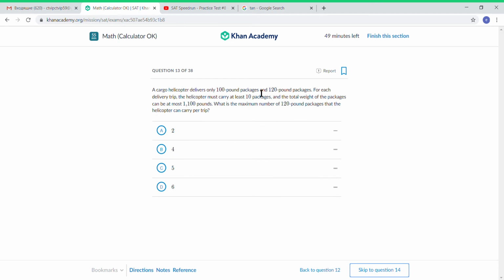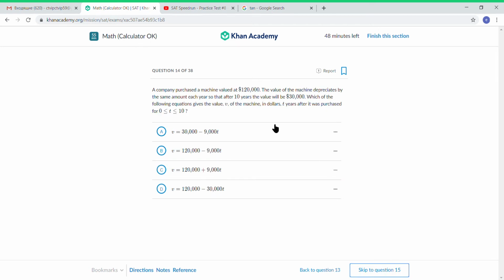Cargo helicopter delivers 100 pounds, 120. Your ship cannot carry at least 10. Okay, the total weight of package is 110. What's the maximum of 120 pound package that the helicopter can carry? At least 10, so it's definitely not 10. 9? If we put 9, it's gonna be 1080, which also cannot, so it's gonna be 8. 8 also cannot. How about 6? Let's just put 6. 6 gonna be 720. 720 minus, so that's gonna be 380, no, it's gonna be 5.